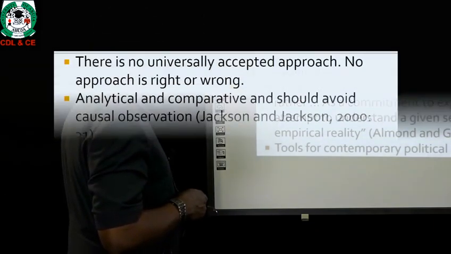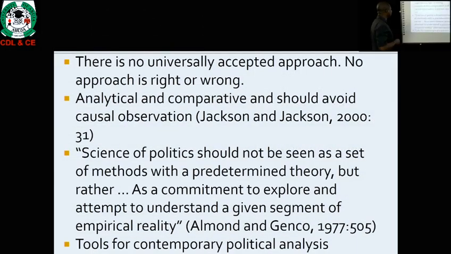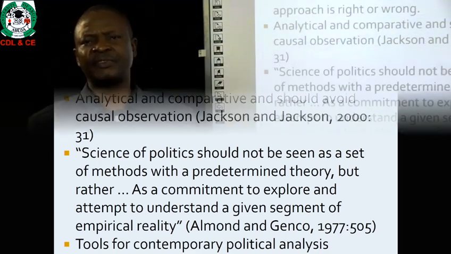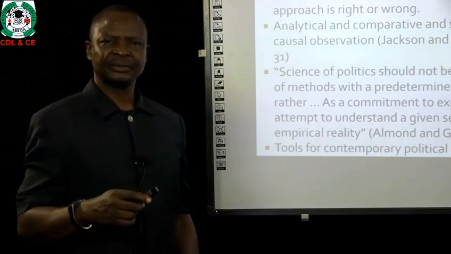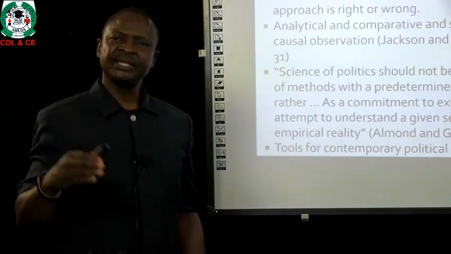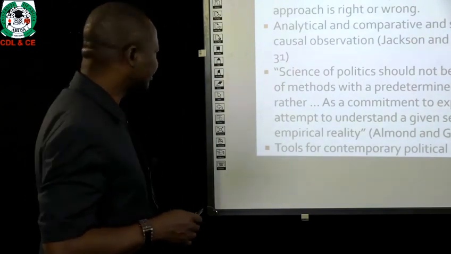Science of politics should not be seen as a set of methods with a predetermined theory, but rather as a commitment to explore and attempt to understand a given segment of empirical reality. In the social sciences, there are variables, there are periods. Variables of a particular period might be different from variables of another period. So the answer is not fixed, it's not cast in iron. It is dynamic. It changes with time.